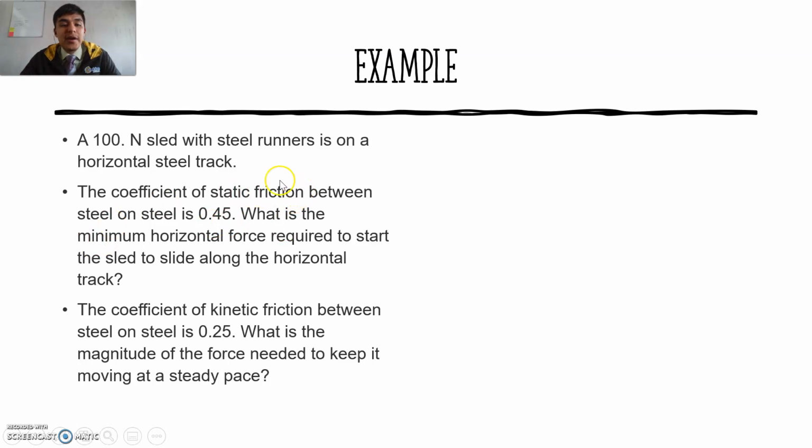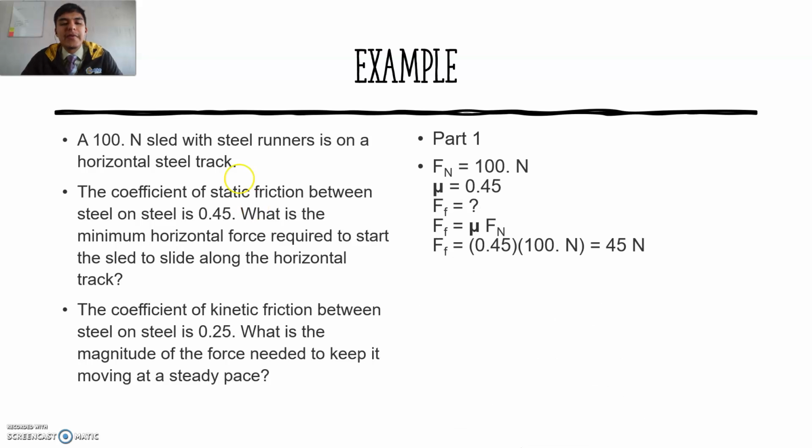In part 1, we're analyzing static friction, and in the second section, we're analyzing kinetic friction. So let's go with part number 1. This is the weight of the object, and the object's weight is going to be equal to the normal force. So the normal force will be 100.